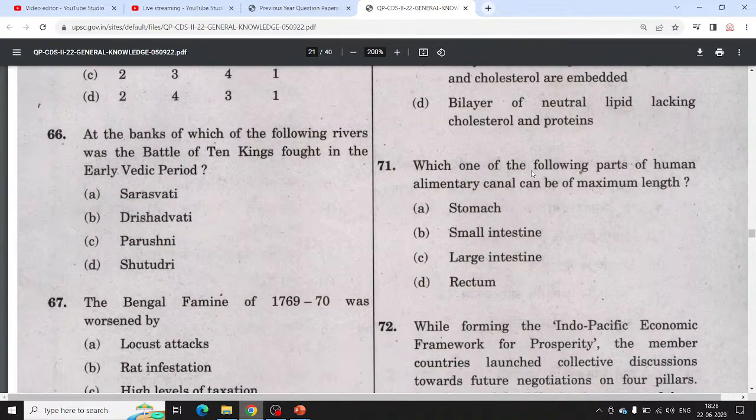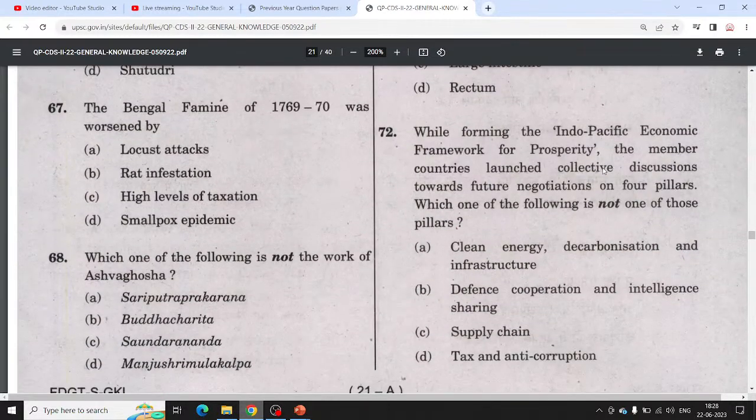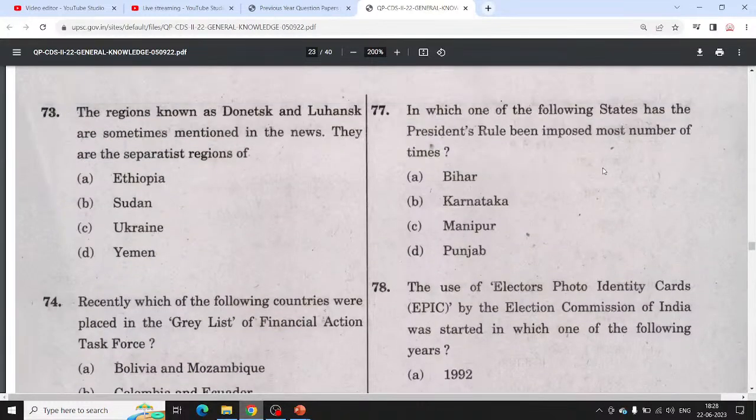Okay, answer question 71. Which one of the following human alimentary canal is maximum in length? Small intestine. That's it. This is the current affairs. Every day we are listening to news, right? Donetsk and Luhansk. The answer is Ukraine.